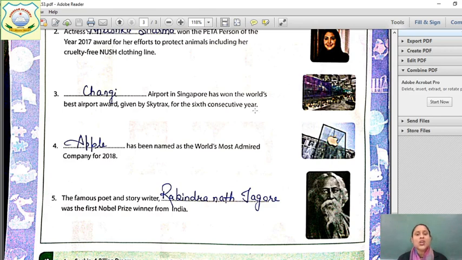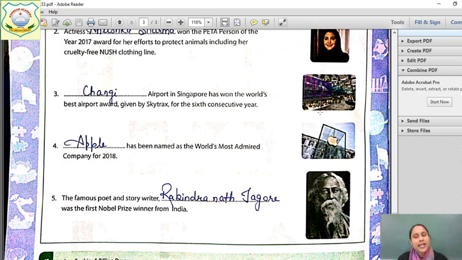Okay, for the sixth consecutive year. Which airport has been getting this award for 6 consecutive years? Changi Airport in Singapore is getting this award for 6 consecutive years, being the world's best airport in the whole world. Okay, so if anyone asks which airport has won the world's best airport award, it is Changi Airport in Singapore.